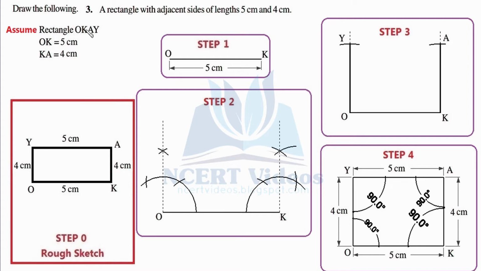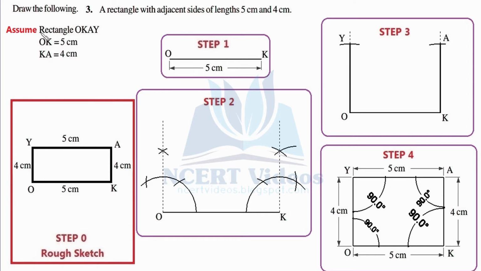Here OK is continuous, therefore it must be the side which is provided to us as 5 cm. So we wrote the same. Another adjacent side we considered KA, whose measurement is provided to us as 4 cm. So we have represented in our assumption the information provided to us in question number 3. With this information, we will construct a rough sketch, which we also mark as step 0.